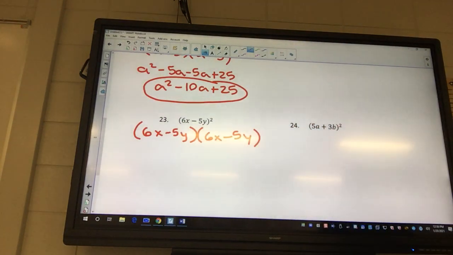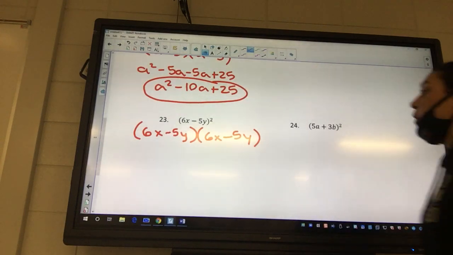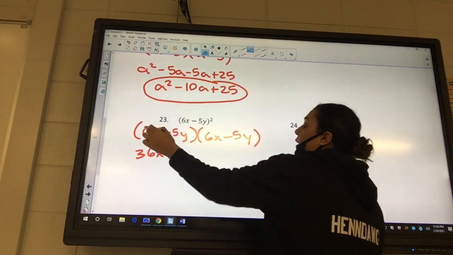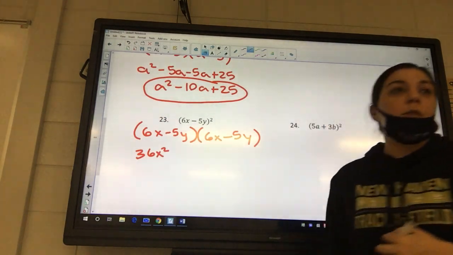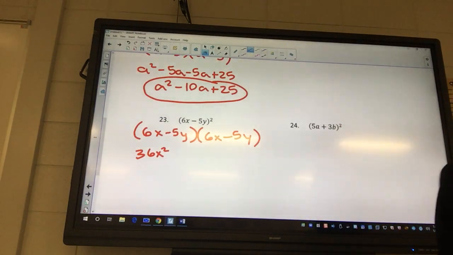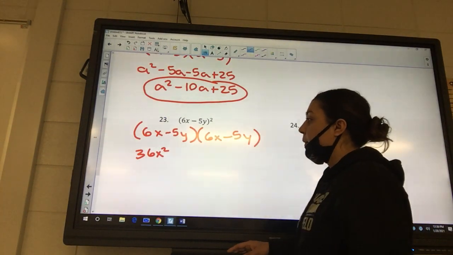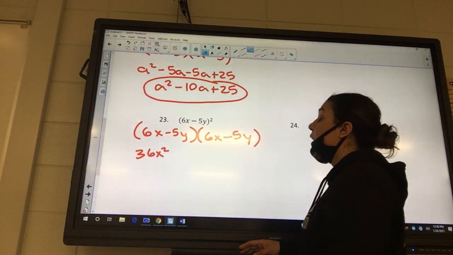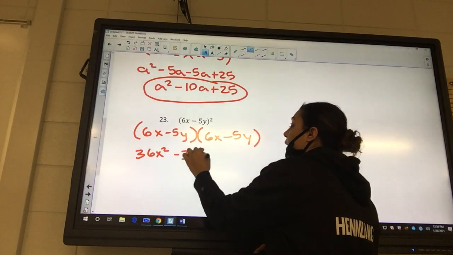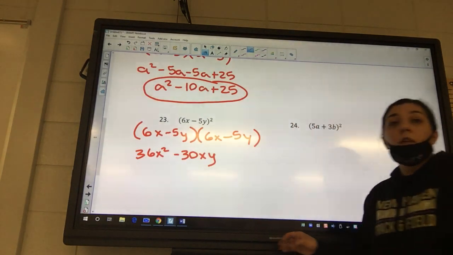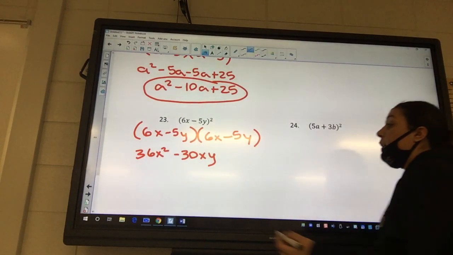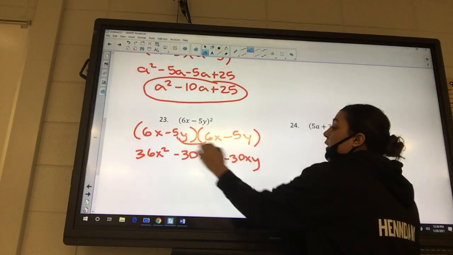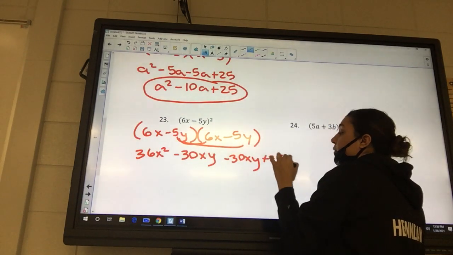Okay, you can write it twice, and we FOIL it out. So we multiply the firsts together, and we have 36x squared. The outers together, what am I going to get for the outers? Negative 30. Negative 30 what? XY. Okay, negative 30xy. And then for the inners, you're going to get negative 30xy. And then the last, you would get positive 25y squared.